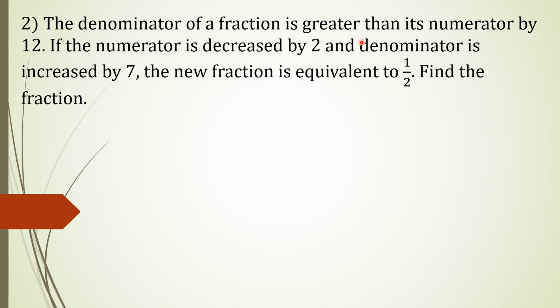Denominator of fraction is greater than numerator by 12. This is given. And it is also given that if numerator is decreased by 2 and denominator is increased by 7, the new fraction is equivalent. When you do the operation, the new fraction which you will get is equivalent to 1 upon 2. So this is our condition given. And find the fraction means we have to find this fraction. This is the required thing we have to find.